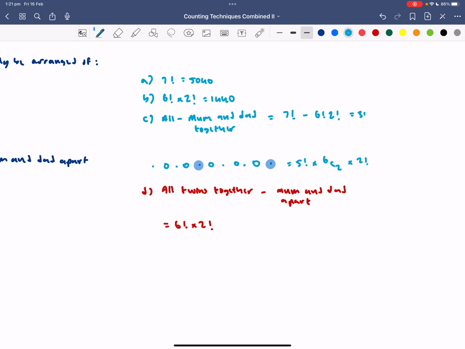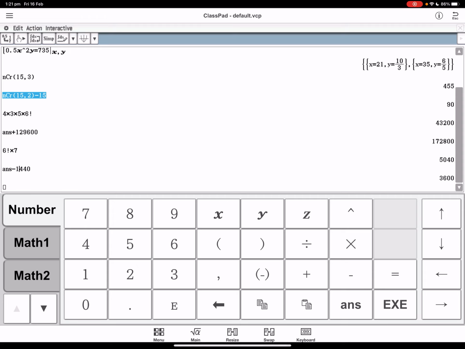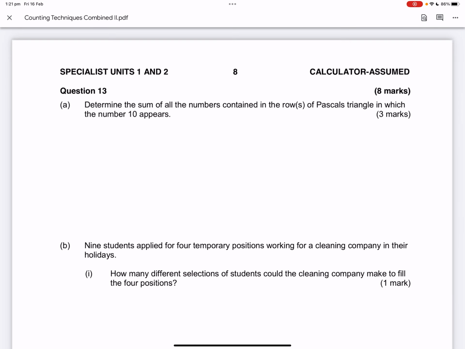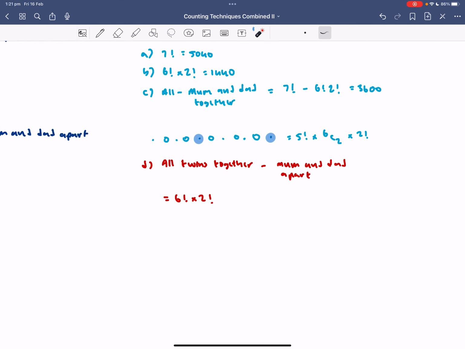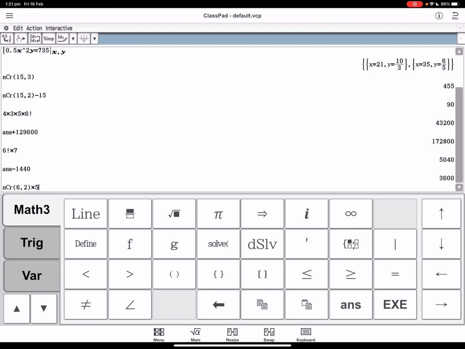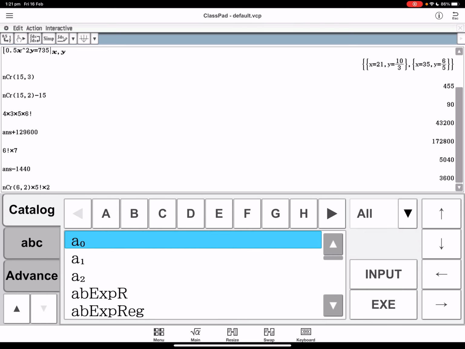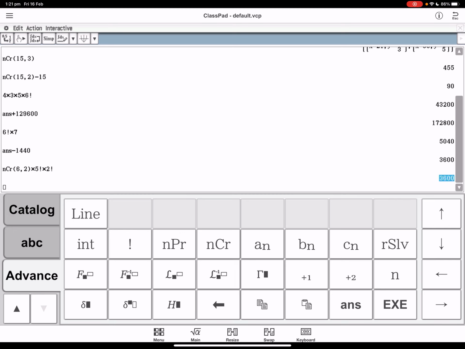I just want to show that you get the exact same answer if you did this. What did we do? 5 factorial times 2 factorial times 6 choose 2. So 6 choose 2 times 5 factorial, times by 2 factorial. And also 3600, same as before. So I'm just trying to show you that it also works.